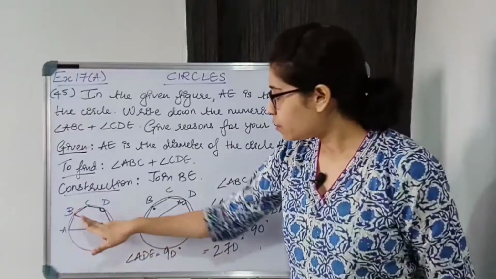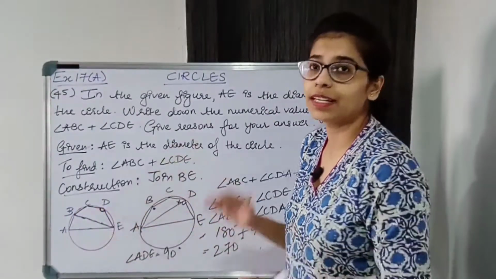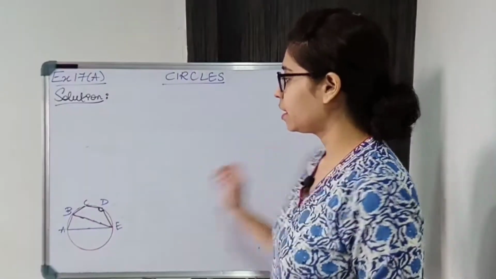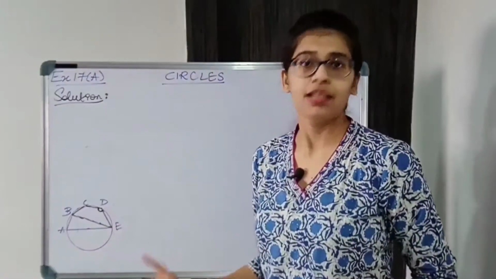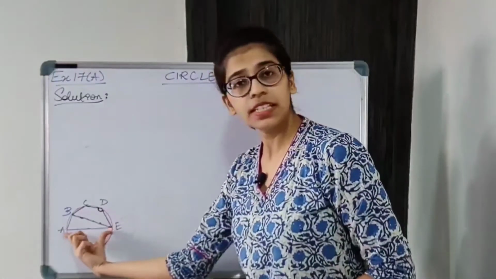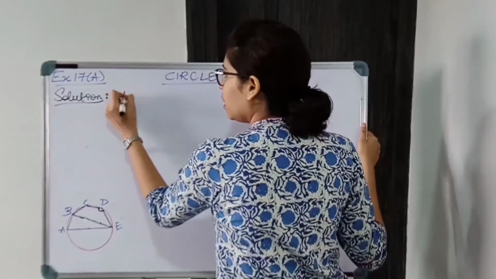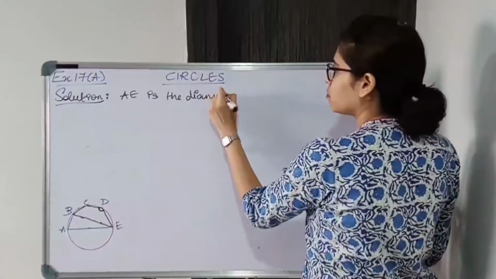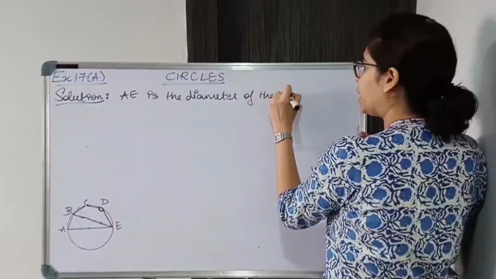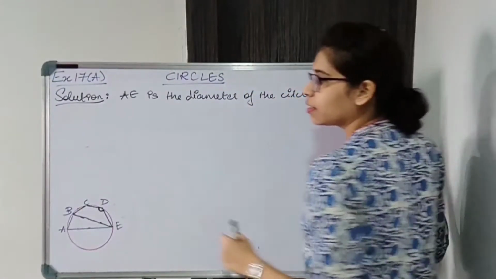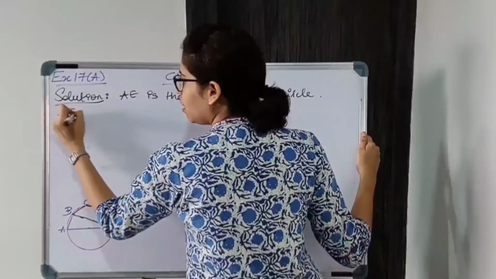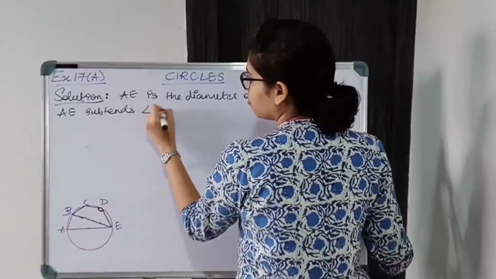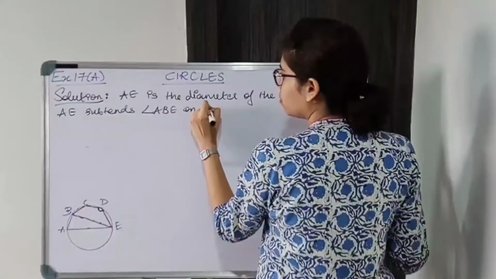Okay. Now I have joined BE over here. So now let us start with the solution. We'll give proper reasons for each and every step. Now we have already constructed BE. So we'll start with the diameter first. ठीक है. AE is the diameter of the circle. This is the only information given to us. So AE subtends angle ABE on circumference of the circle.